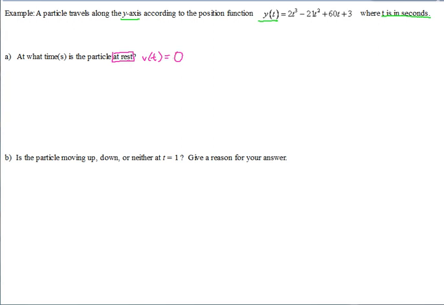So, we first need a velocity function. Well, v of t, remember it's the derivative of position, that's the same as y prime of t. So that'd be 6t squared minus 42t plus 60. So now we can take that and set it equal to 0.